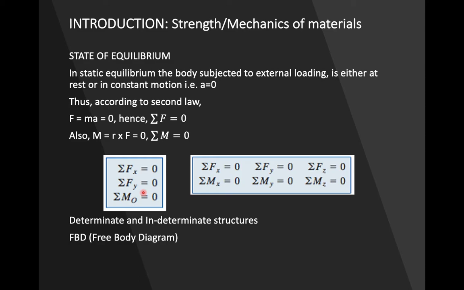And if you are analyzing a body in three dimensions, then these six equations you have to use to calculate the unknowns. Okay, so if unknowns are more than these equations, then your structure will become an indeterminate structure, and you cannot analyze it by using this set of equations only. We use other equations also, like compatibility equations and energy methods, to calculate indeterminate structures. In this course we will study only determinate structures, and we use these sets of equations only.